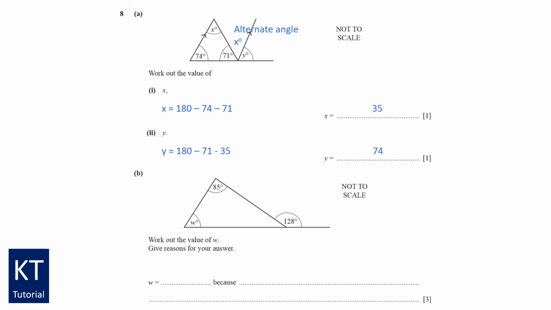Question 8b. Work out the value of w. Give reasons for your answer. W is 43 because the sum of all internal angles of a triangle and a straight line is 180 degrees. Hence, W is 128 degrees minus 85 degrees.